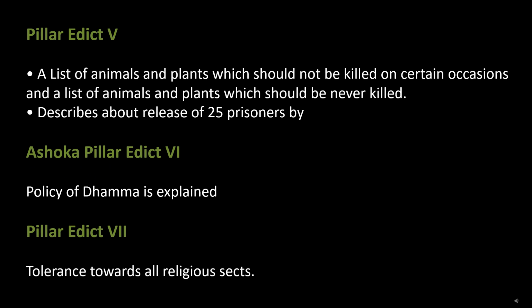Pillar Edict V. A list of animals and plants which should not be killed on certain occasions and a list of animals and plants which should never be killed. Describes the release of 25 prisoners by Ashoka. Pillar Edict VI. Policy of Dhamma is explained. Pillar Edict VII. Tolerance towards all religious sects.